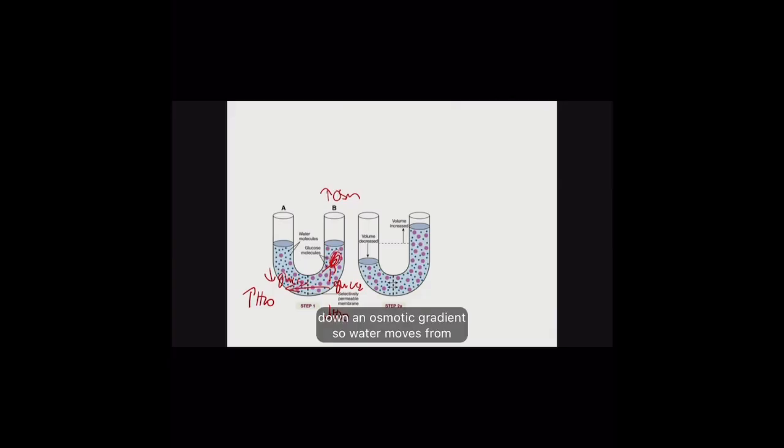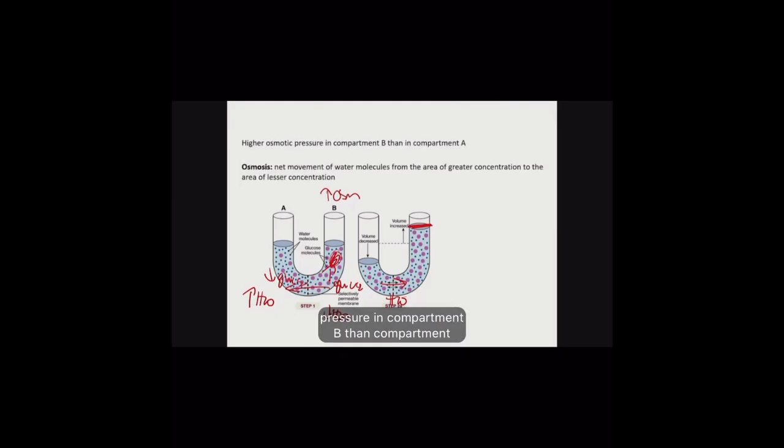So water moves from A to B, and water moving in this direction is going to make it so that the volume here increases, all right? So that's what we had here. So higher osmotic pressure in compartment B than compartment A. We're going to have net movement of water from where we have a greater concentration to the area of lesser concentration of water, right? So this is osmosis. This is what we call osmosis. Does that make sense, everyone?